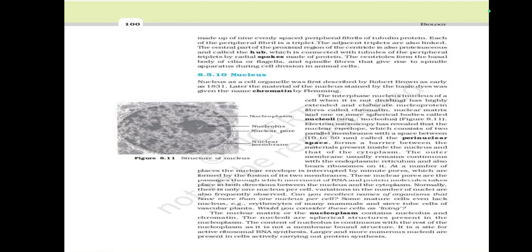The central part of the proximal region of the centriole is also proteinaceous and is called the hub, which is connected with the tubules of the peripheral triplets by radial spokes made of protein. The centrioles form the basal body of cilia or flagella, and the spindle fibers that give rise to the spindle apparatus during cell division in animal cells.